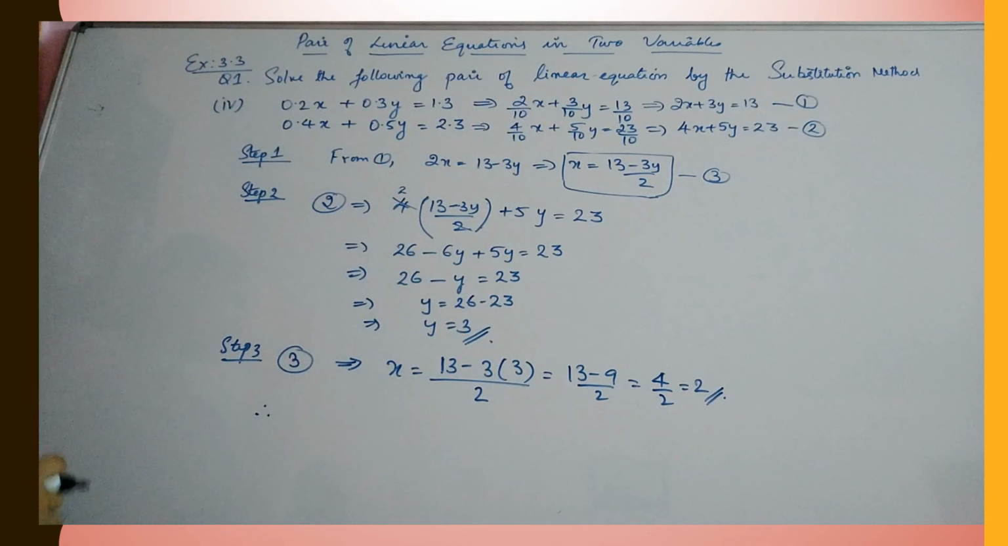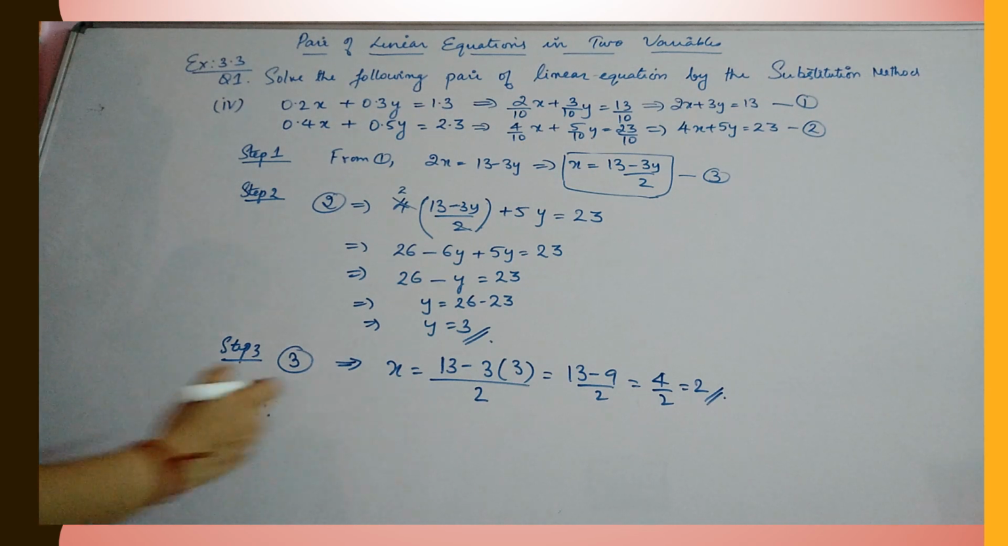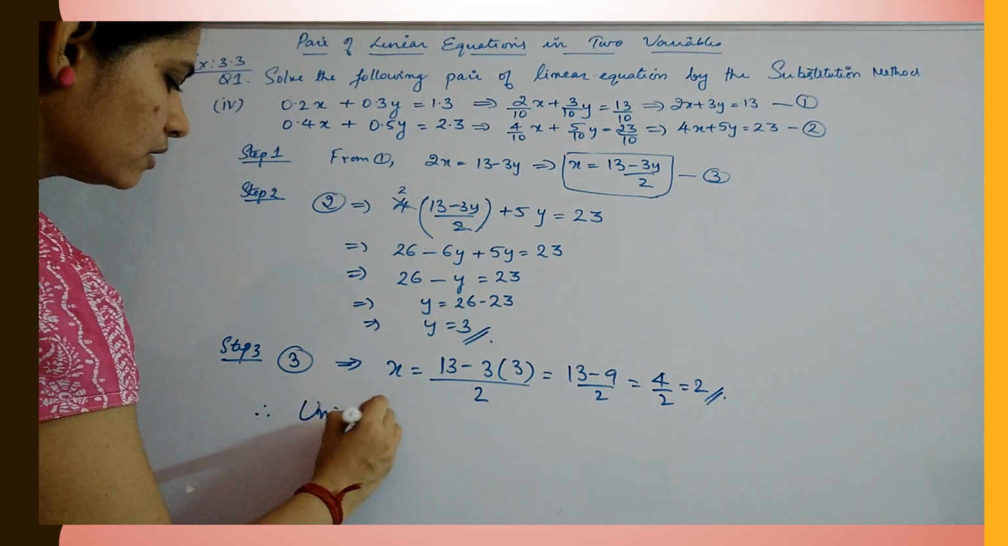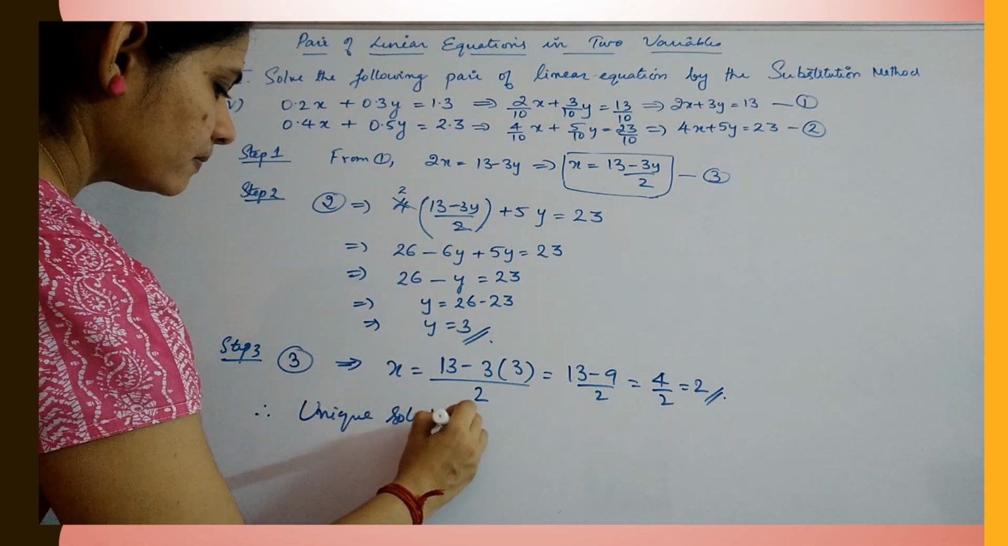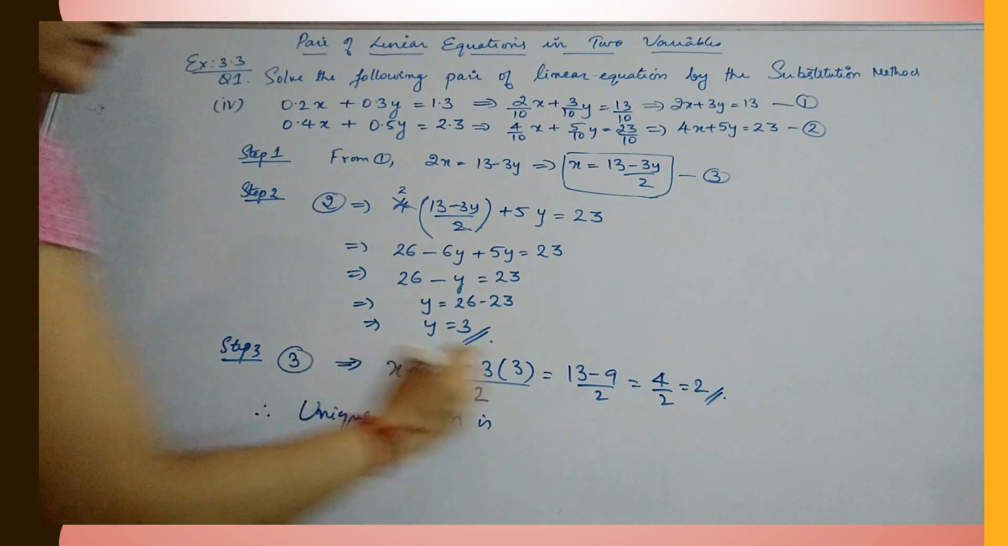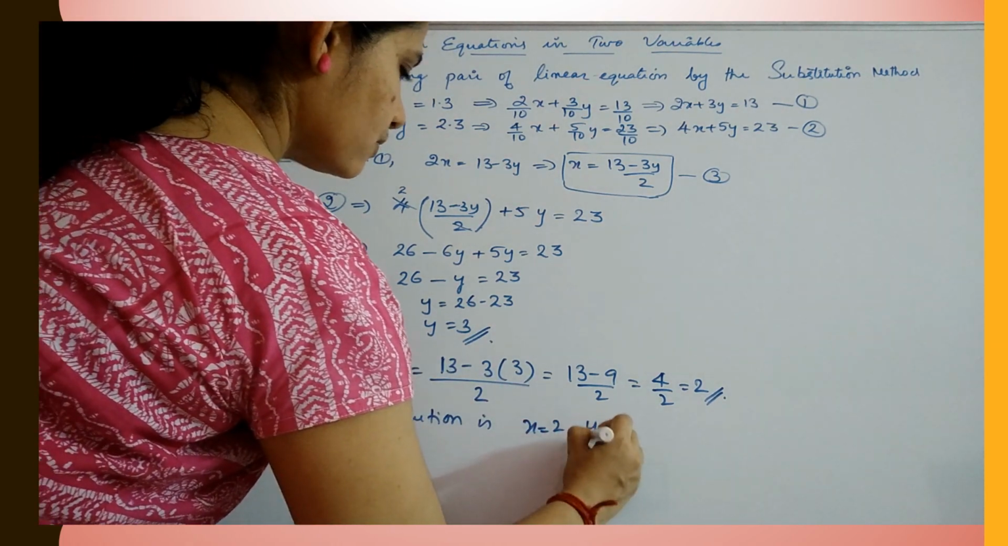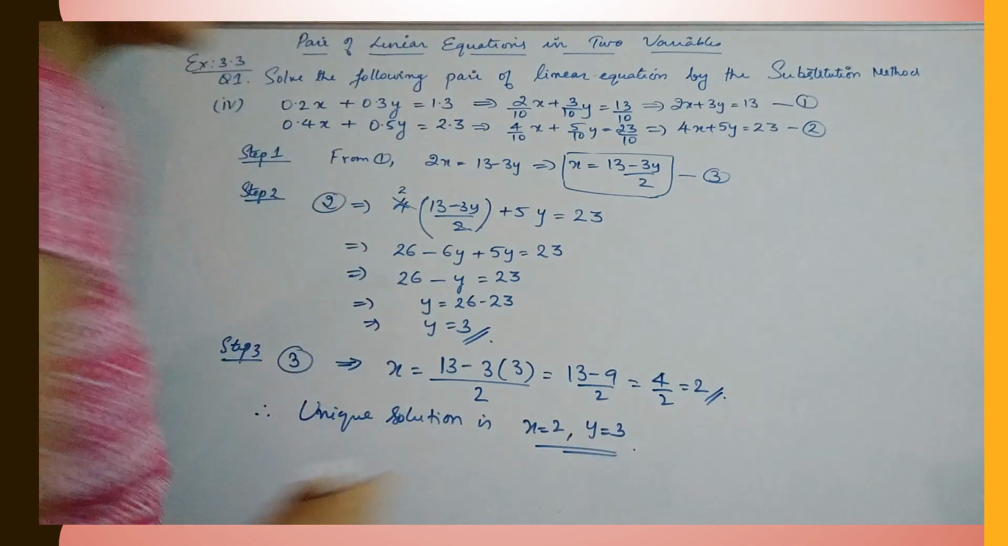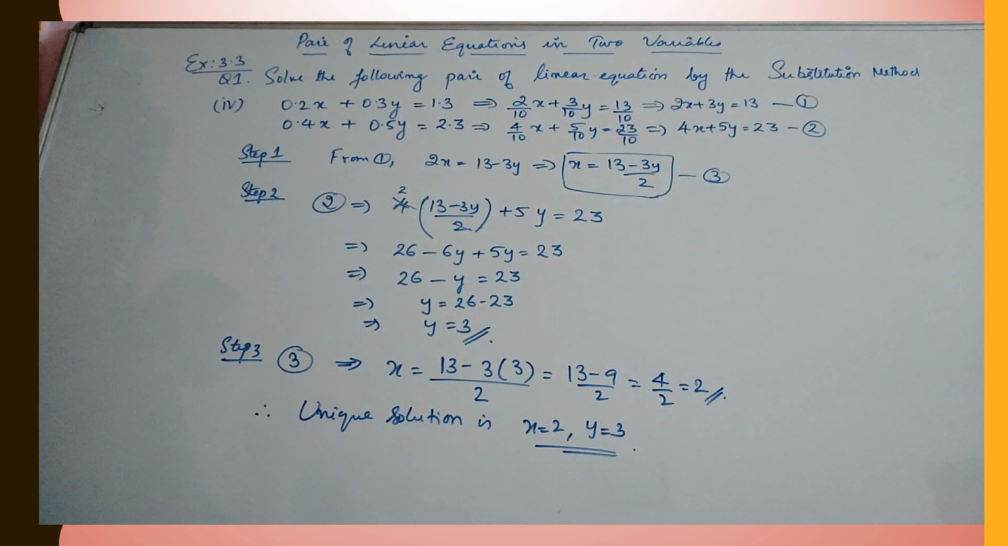Therefore, we can say that we are getting a unique set of solution. Therefore, the unique solution is x equal to 2 and y is equal to 3. This is the only solution for this set of equations. Okay.